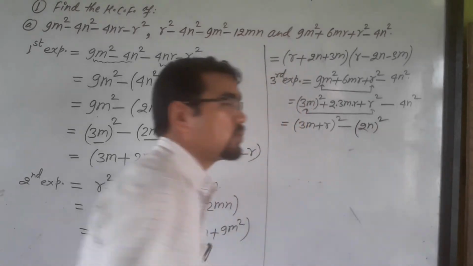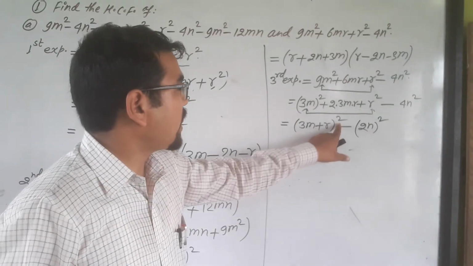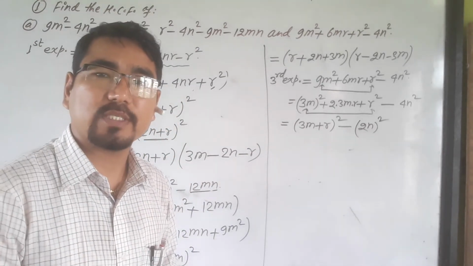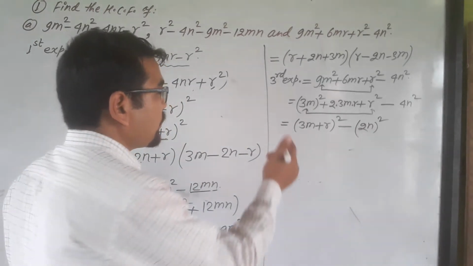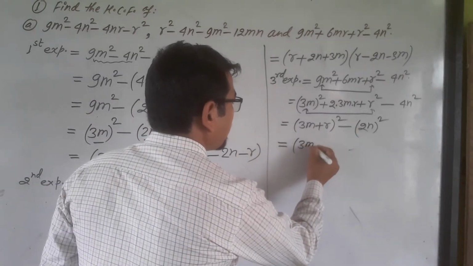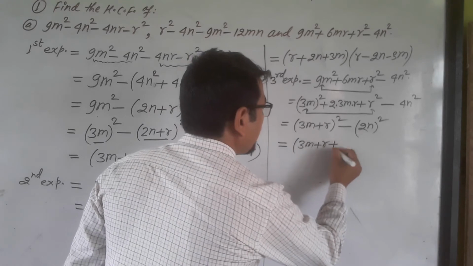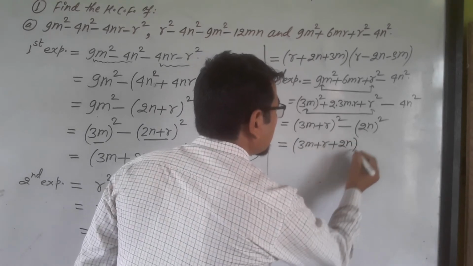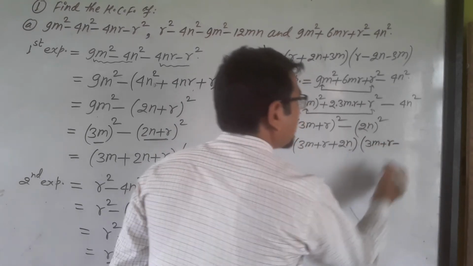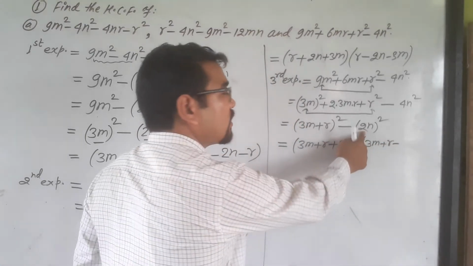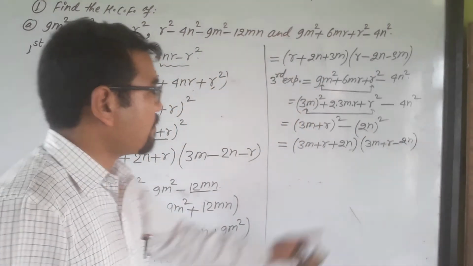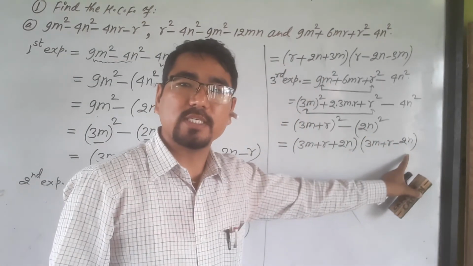So it goes in the form of a square minus b square. What is the formula for a square minus b square? A plus b, a minus b. Everybody knows. So this is equal to a plus b. A plus b means 3m plus r, and b means here 2n we can write. Similarly, a minus b: a is here 3m plus r, minus b. B is here only one single term, so there is no problem with this minus sign. It does not change anything there. Minus 2n we can put the same as it is.